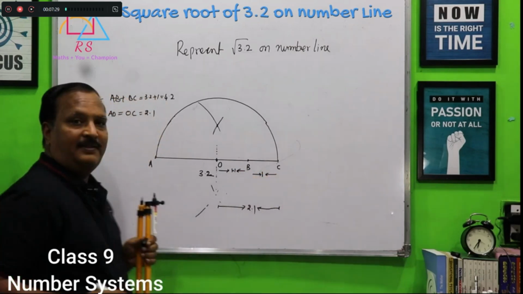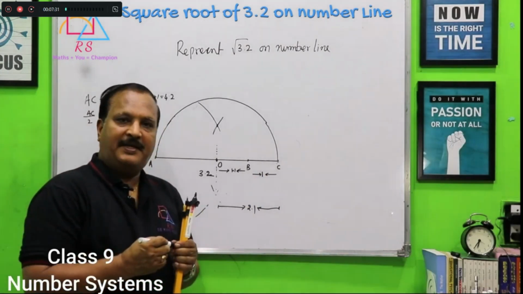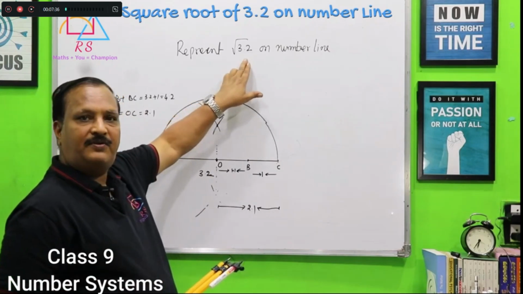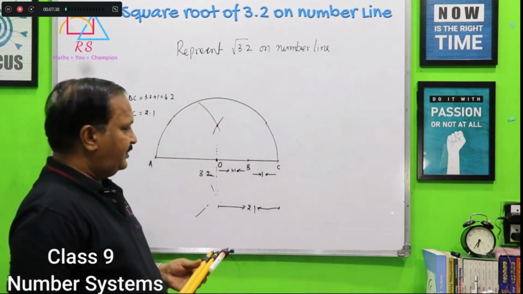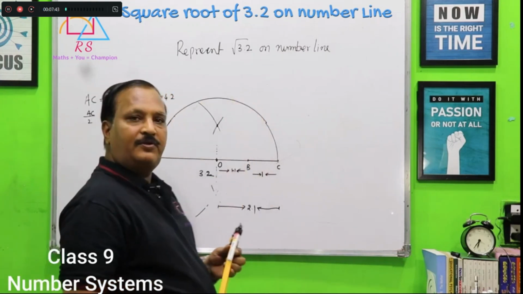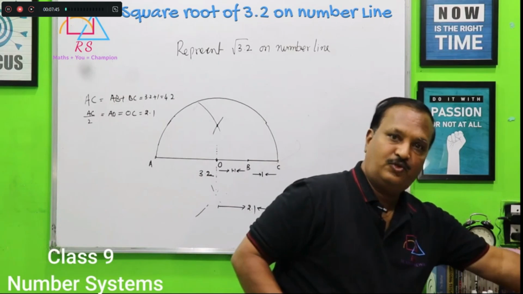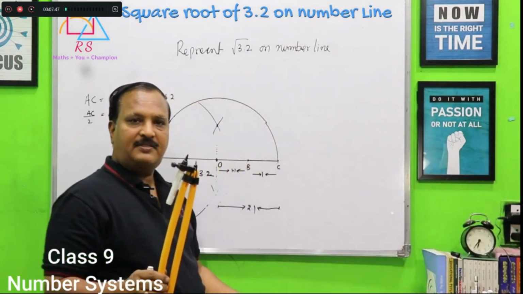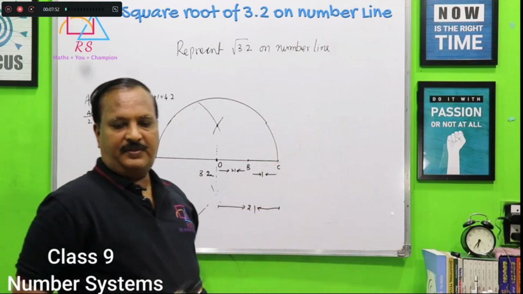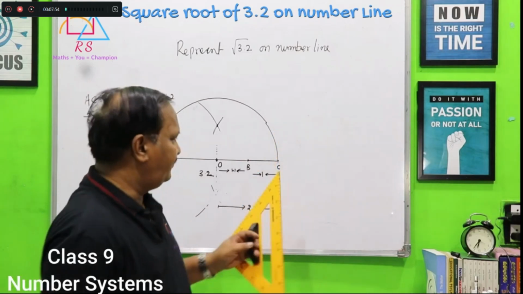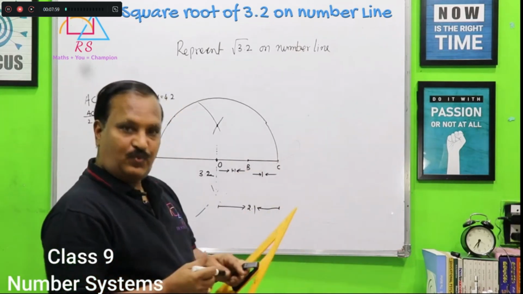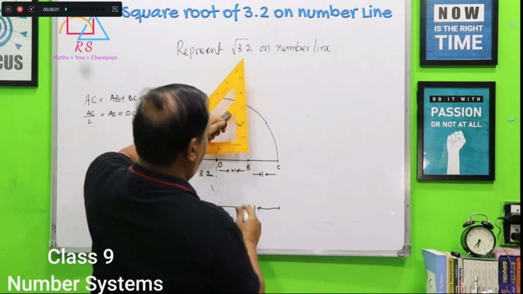It is not needed, but better to always know. So now our target is to find out root 3.2. So again you have to draw a perpendicular from B. To draw a perpendicular from B, there are two methods. One is the compass method, and the other is using a set square. At present, because my surface is very smooth, I will use a set square to draw a perpendicular.